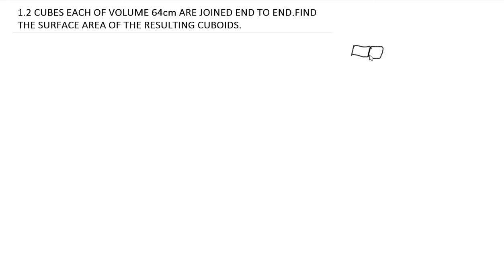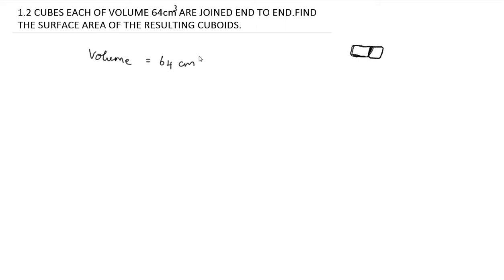Okay, consider this as a cube, and when they join these two cubes, what happened in the length? The length alone will increase. The breadth and height will remain the same. And what is given here? Volume is equal to 64 centimeter cube.